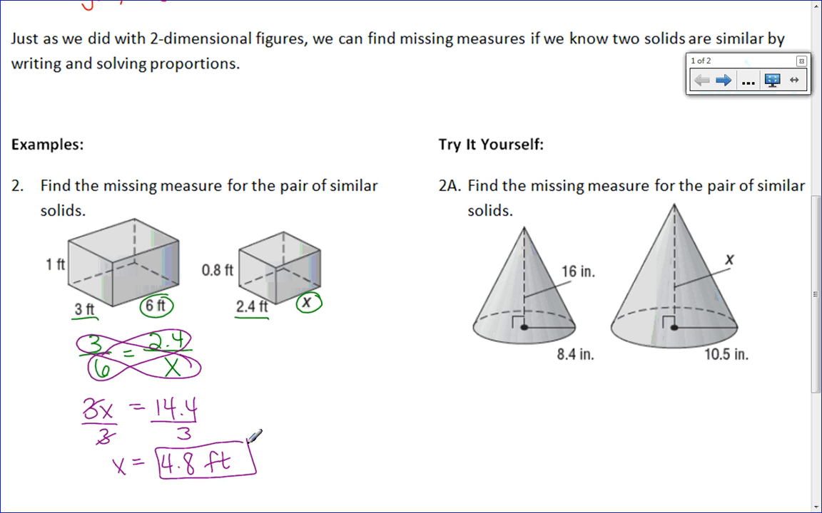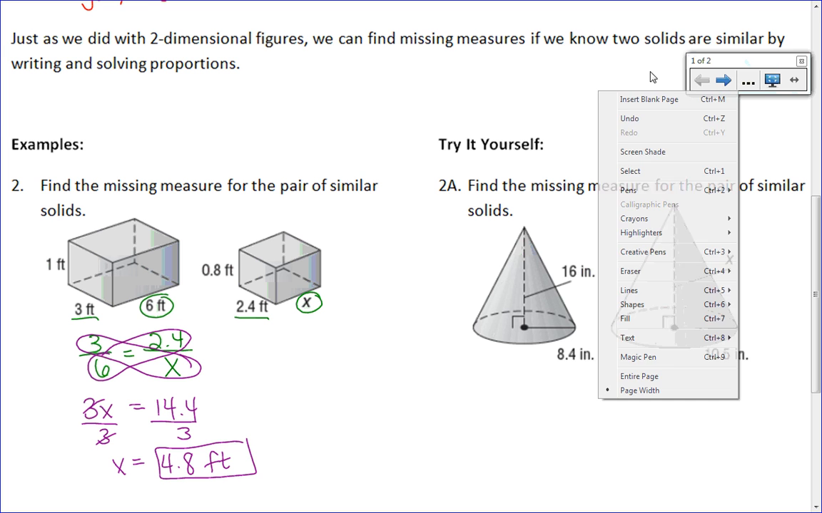Now, it's always a good idea to make sure that this makes sense. Notice in this solid, the 6 was the longest side. Same thing here. If this is the correct length, this would be the longest side of this solid. So this does make sense with the figure. Okay, for the second try it yourself problem, you're going to do something similar with these two cones. So pause the video, find the missing measure, and when you're ready to check your answer, press play.